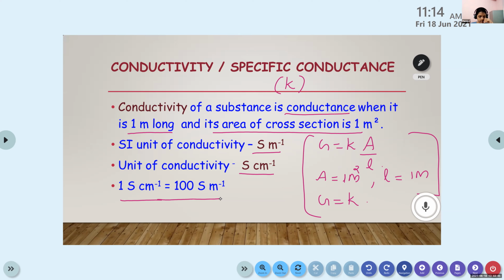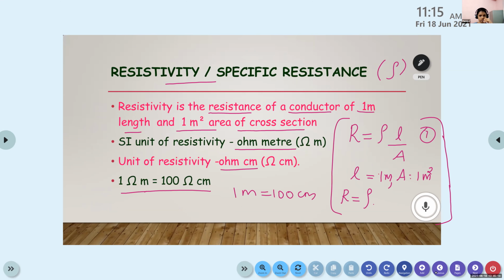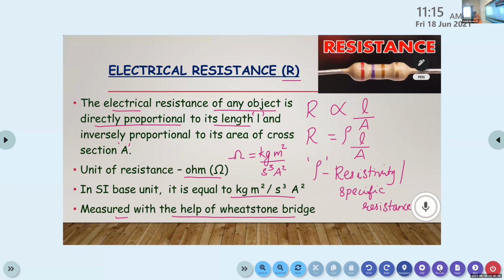Ma'am, in resistance, you said that its SI base unit is kilogram meter square by Siemens cube ampere square, right? Yes. But ma'am, if it's 1 by Siemens cube, how can it be ohm? Because ohm is 1 by Siemens, right? I told about conductivity, not conductance. Sorry, resistivity. No, just wait, ma'am.